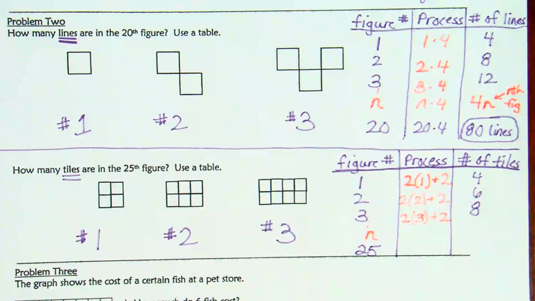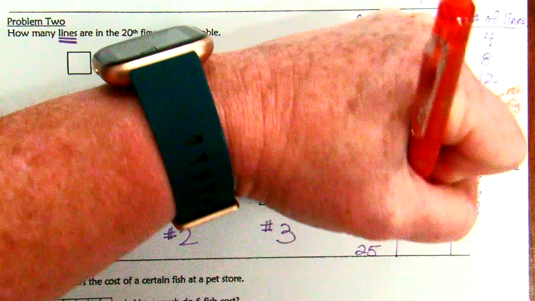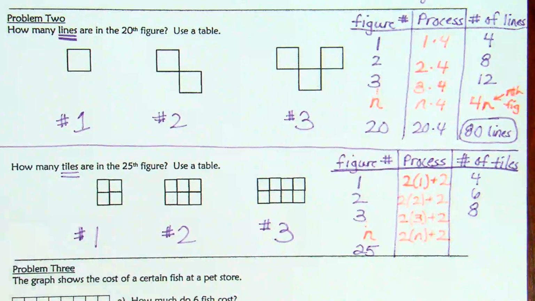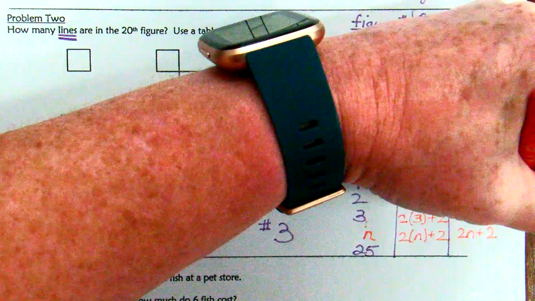So, what's my process for the nth figure? Okay, so 2 times n plus 2. And again, the multiplying by 2 is because my number of tiles pattern up here is going up by 2. The plus 2 is because if I go back to the 0th figure, it would have had 2 tiles. So for the nth figure, I'm going to say 2n plus 2.